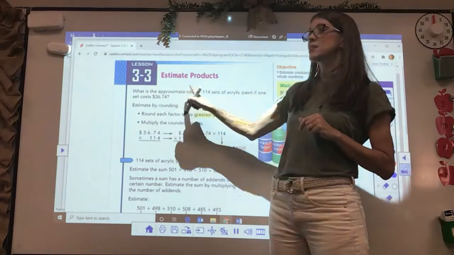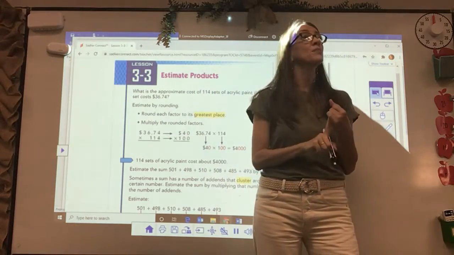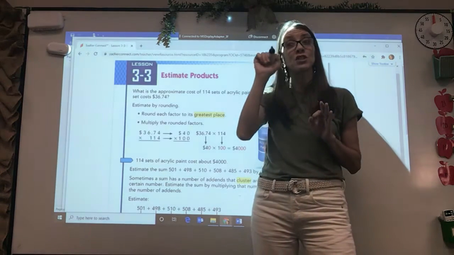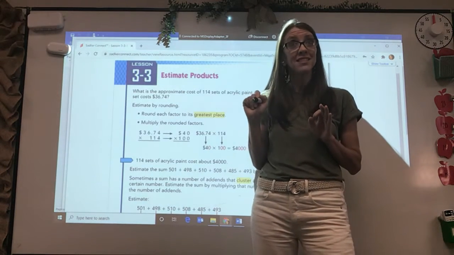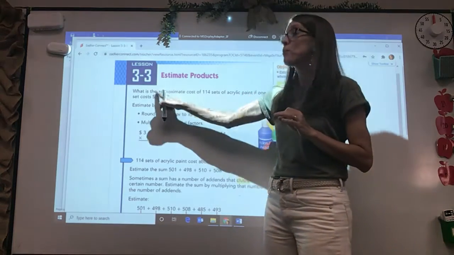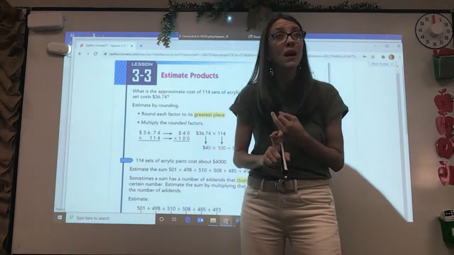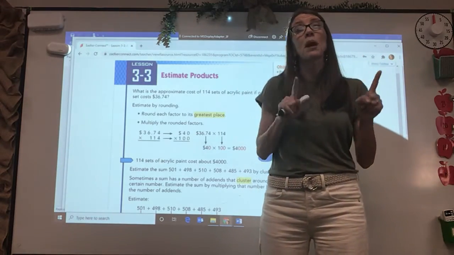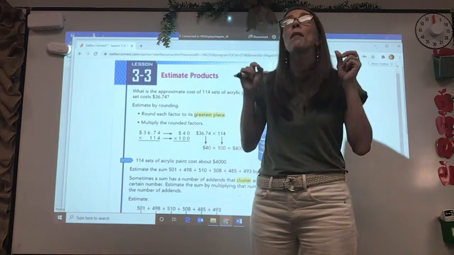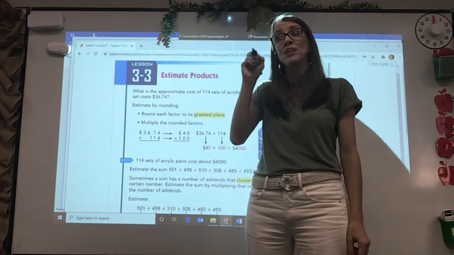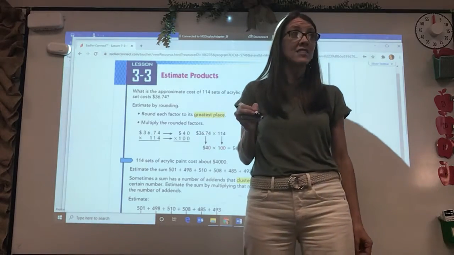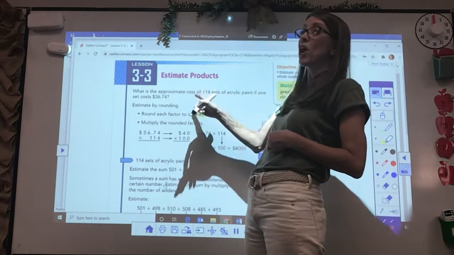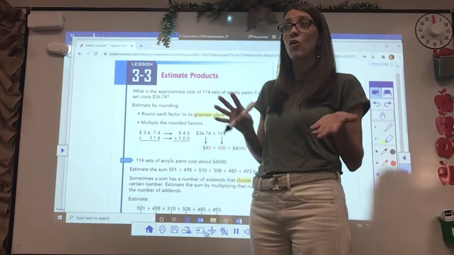What is the approximate cost? When you see approximate cost, estimate, or about how much, should you be actually doing the computation? No. Approximately, about how much, that means you're getting a rough estimate. So some of you on your test for chapter 2, when it said estimate about how much and you actually figured out the real answer, you got it wrong, because when it's asking you to estimate the approximate answer or the approximate cost, it wants you to round or estimate.